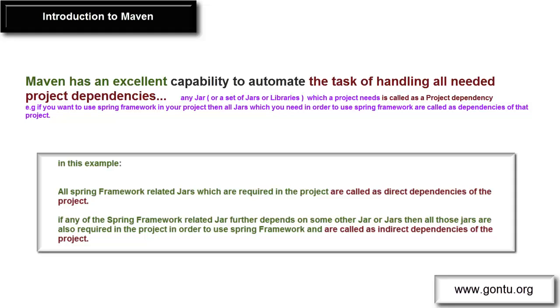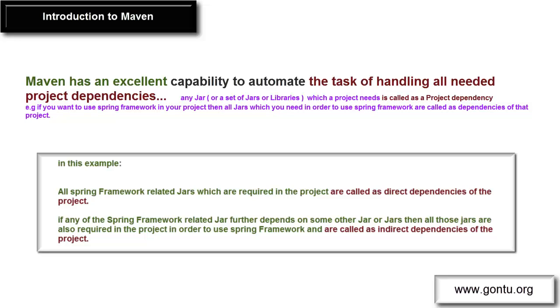Now Maven has an excellent feature to solve this problem. It says any external dependency, a library or a set of jars which you want to use in your project, you just tell me its name by mentioning it in the configuration file provided by me in the project, and I would do the magic.